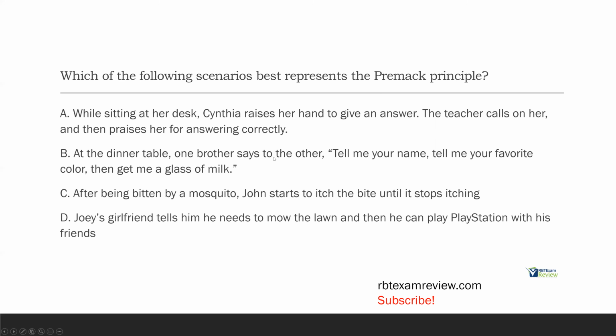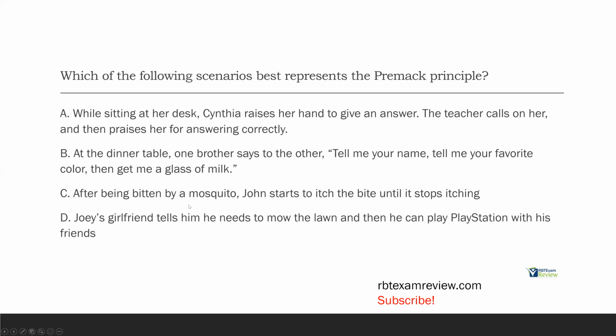B, at the dinner table, one brother says to the other, tell me your name, tell me your favorite color, and give me a glass of milk. What do we think the brother is trying to attempt? To me, this looks like a high probability request sequence. Tell me your name, high P. Tell me your favorite color, high P. Give me a glass of milk, low P. Not Premack principle. Remember, Premack principle and high P sequence are almost opposites.